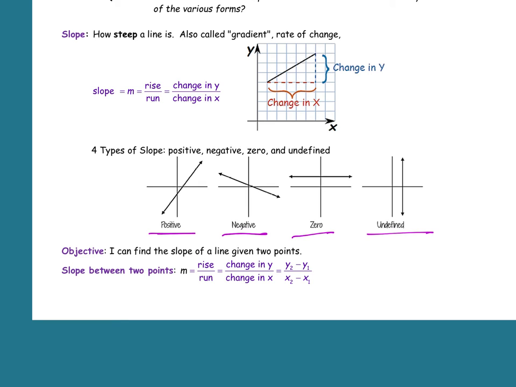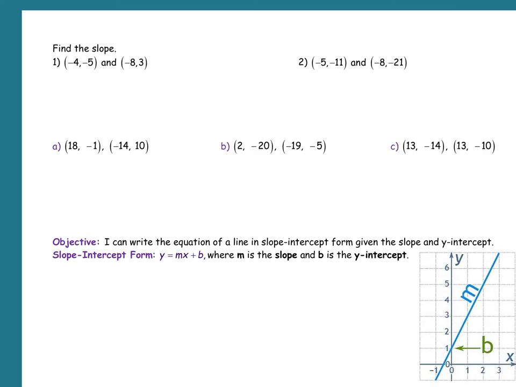And then how do I find the slope between two points? You guys have done this for a long time. Again, it's the change in y over the change in x, which is y2 minus y1 over x2 minus x1. I subtract my x's, I subtract my y's. The y's go on top because it's rise over run. Okay? Any questions so far? Awesome.